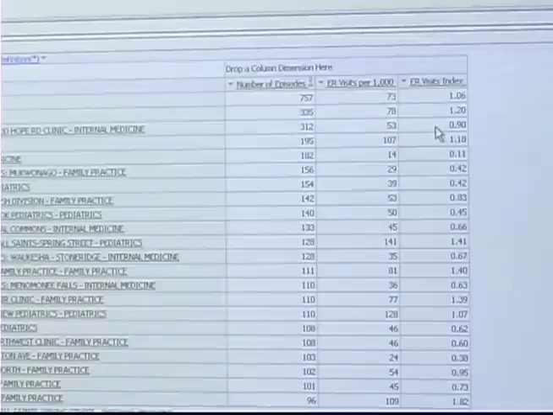That's good. An ER index of 1.0 means they had exactly as many ER visits as one would have expected based on all of the doctors they're being compared to. A number less than 1 means they had fewer ER visits. A number more than 1 means they had more ER visits compared to other primary care physicians. And then this can be printed, PDF'd, emailed, whatever you want to do with it to communicate the information.